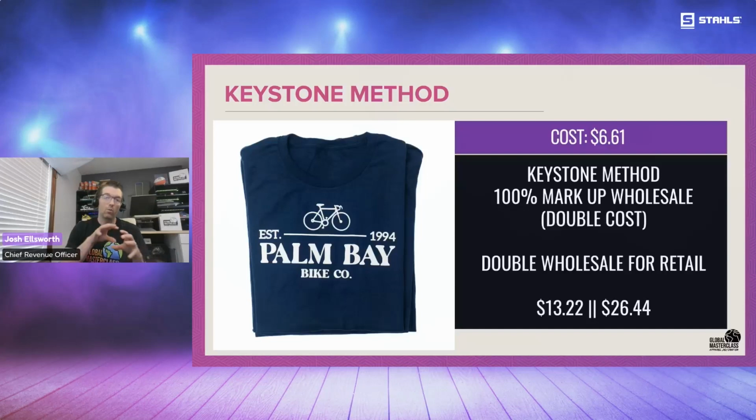And so depending on what part of the channel you're participating in, let's say we're selling to Palm Bay Bike Company and they are running a bike rental shop right along the beach or wherever they're running that bike rental shop, and they want to sell this merch. The idea of the wholesale price is that as a decorator, using this Keystone method, we would sell to Palm Bay retail store at the 13.22 price. And the expectation is they would about double that to sell it on their shelf to make some margin. And so this is a very easy, a very simplistic way to approach pricing.